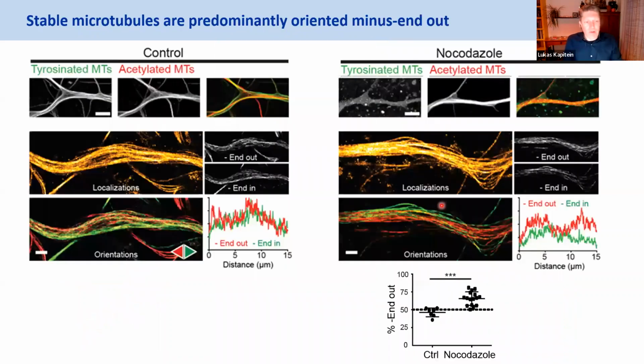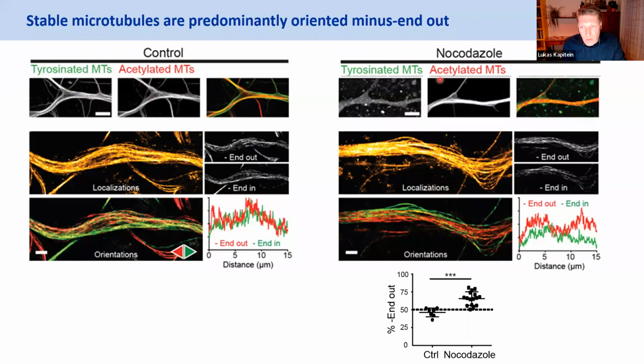So when we do this in dendrites, we can confirm indeed that they have mixed orientation. So this is the super resolution image based on all the localizations. And here we have color coded the microtubules based on orientation, and we find that approximately half of the microtubules is minus end out oriented and the others is minus end in oriented. And we see also that there are tyrosinated microtubules and acetylated microtubules, that they have sort of non-overlapping organization.